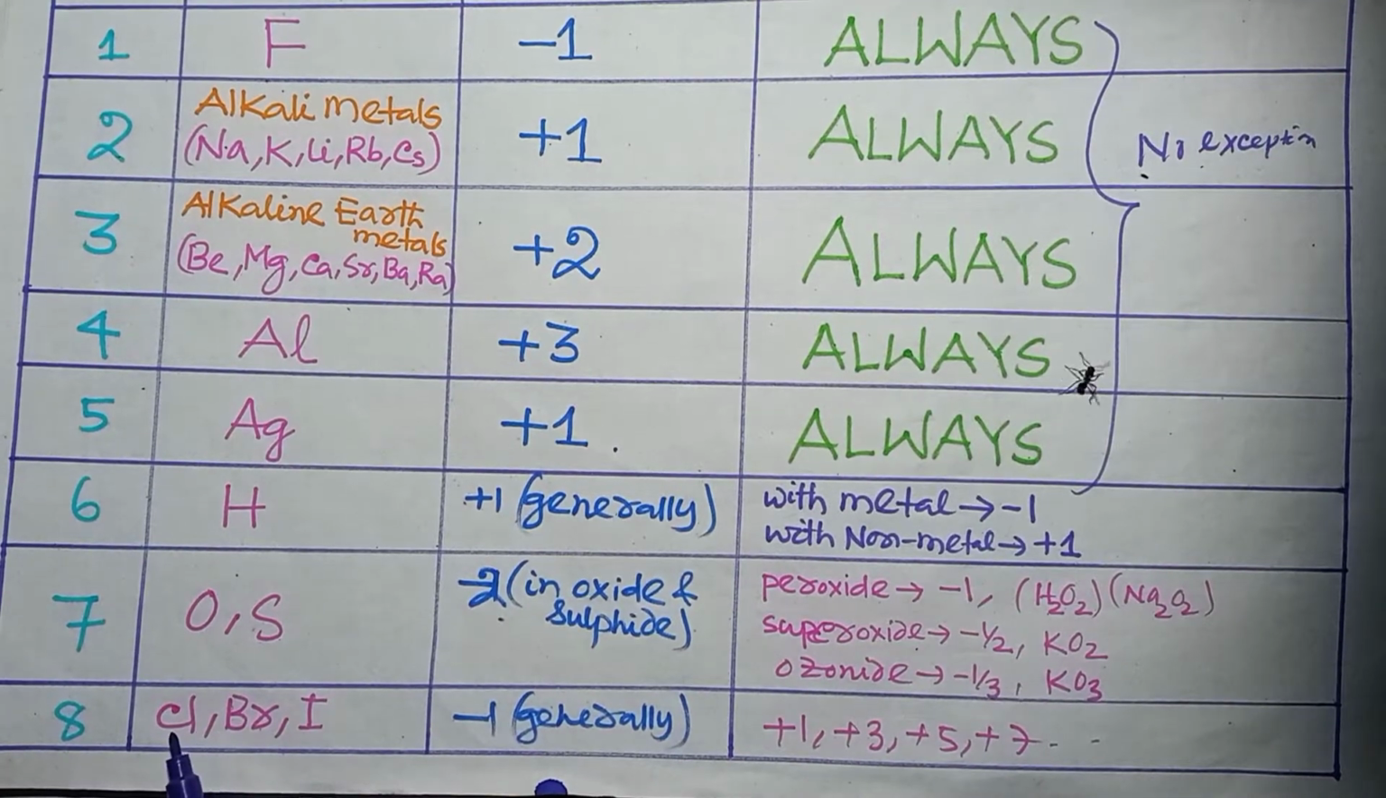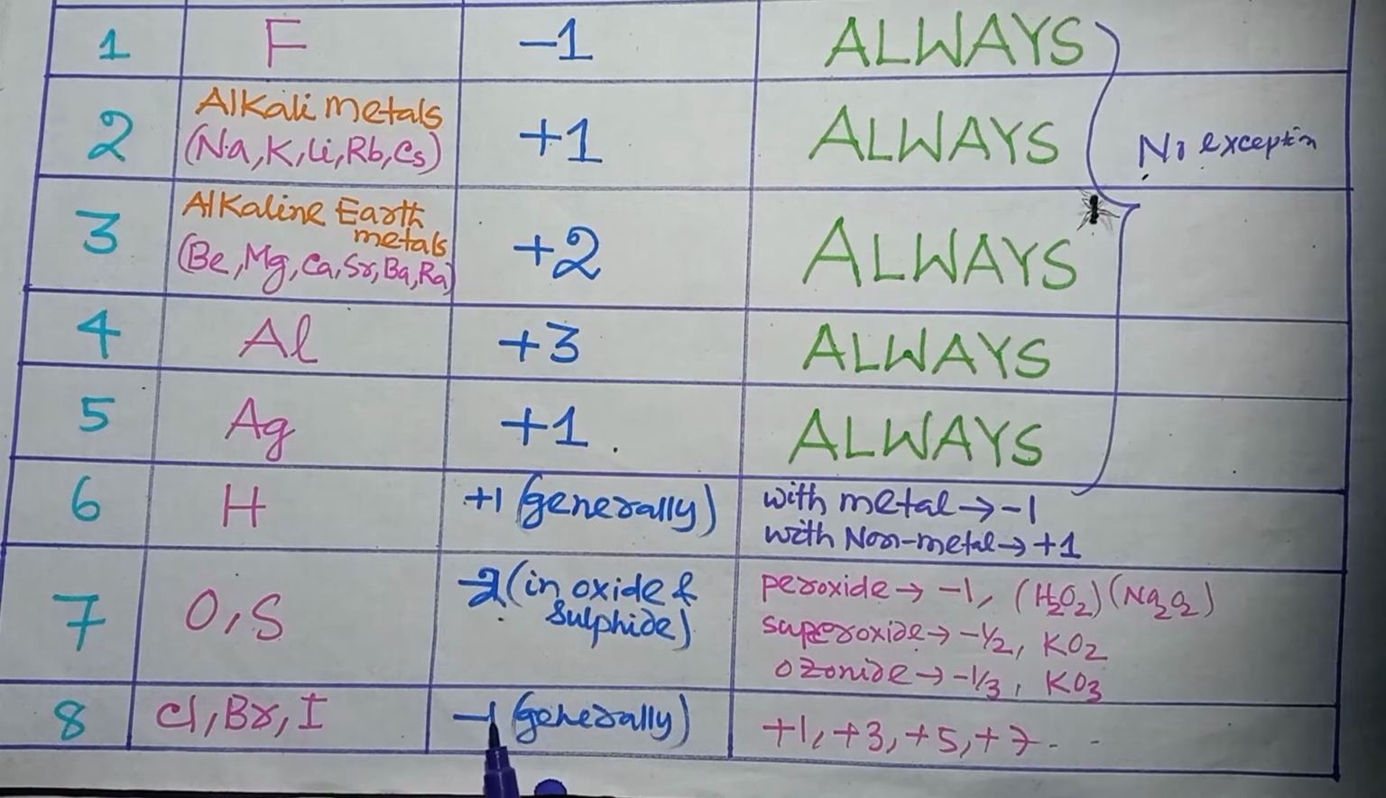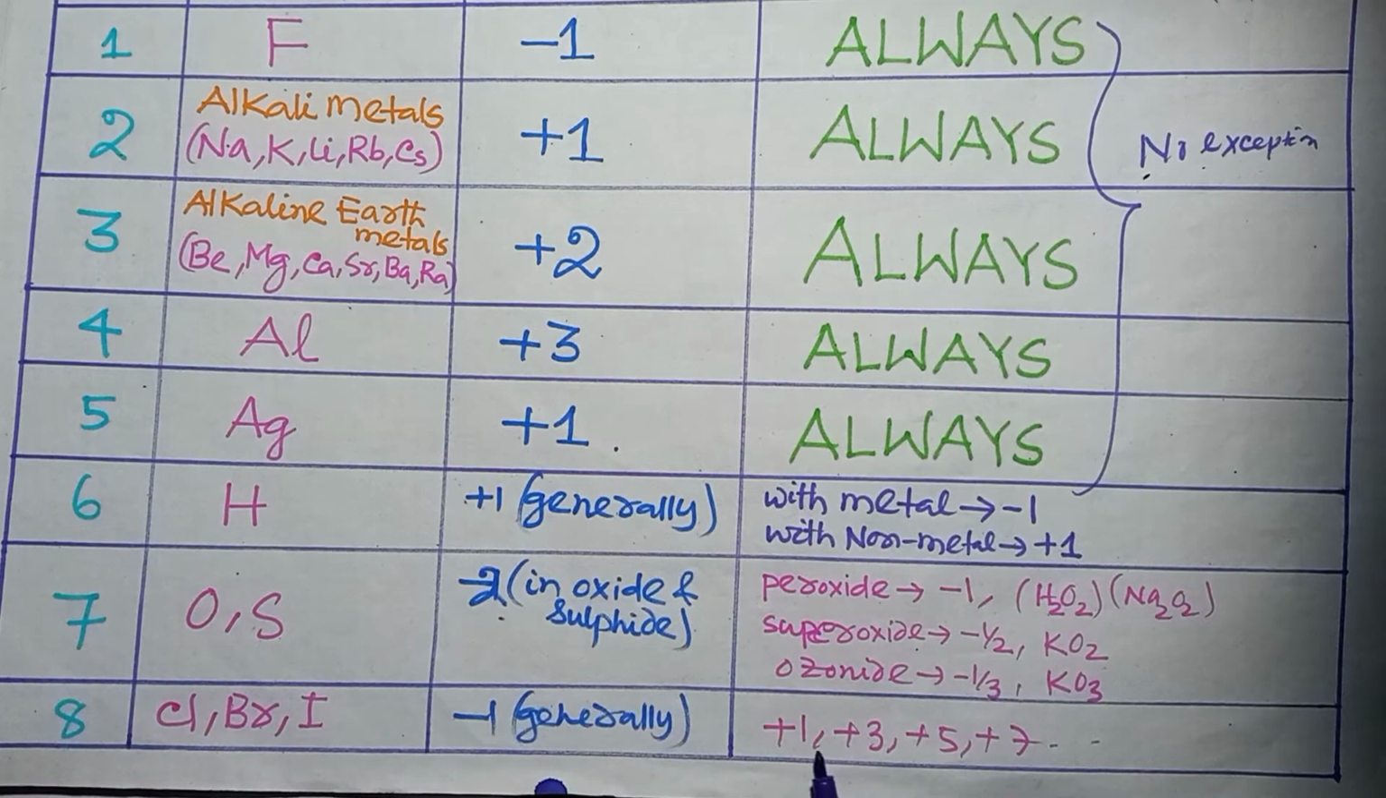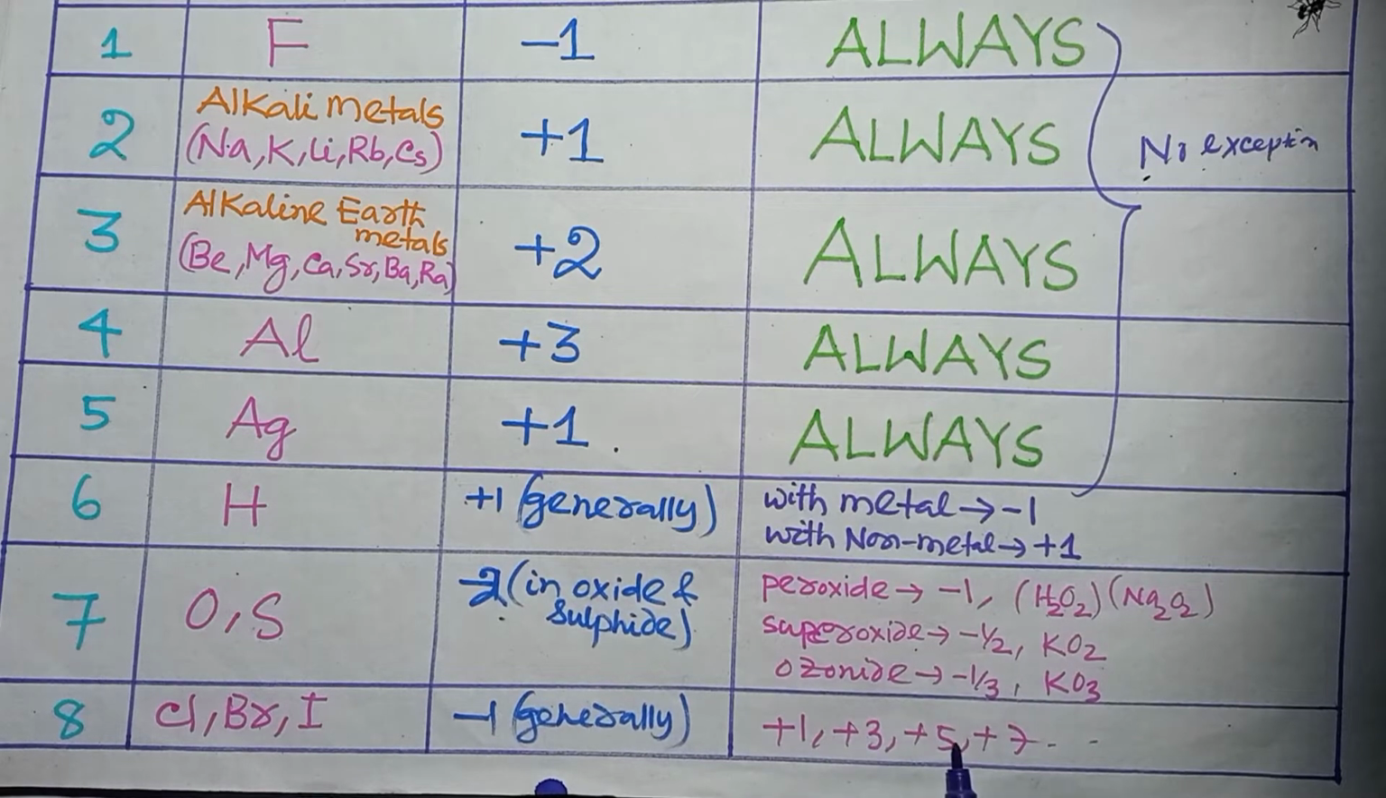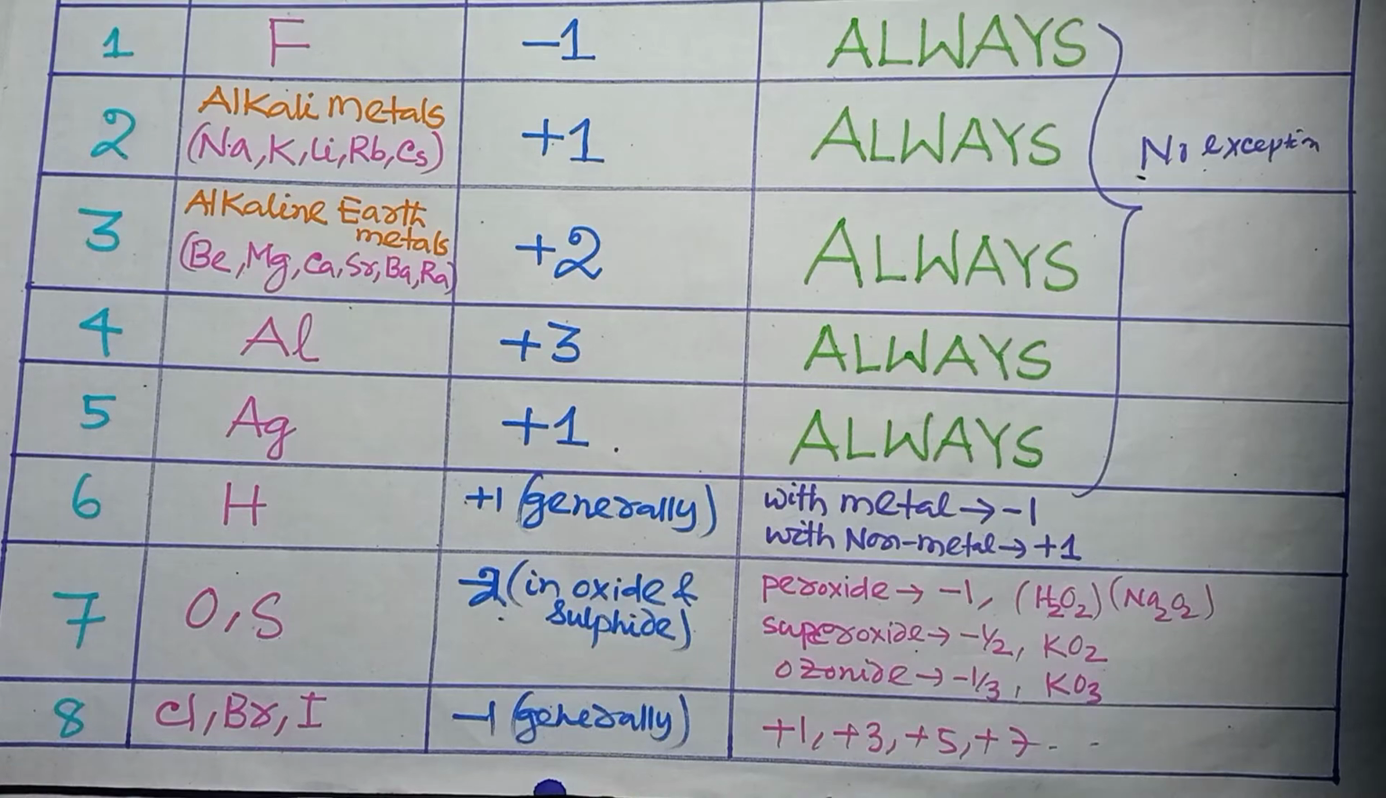Next comes the elements like chlorine, bromine, iodine. They have a general oxidation state of -1, but their oxidation number can also be +1, +3, +5, +7, etc.